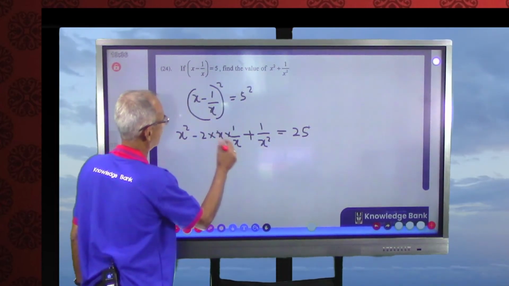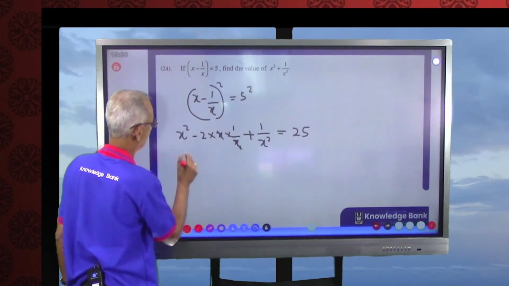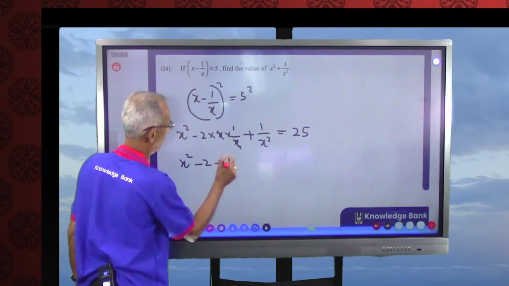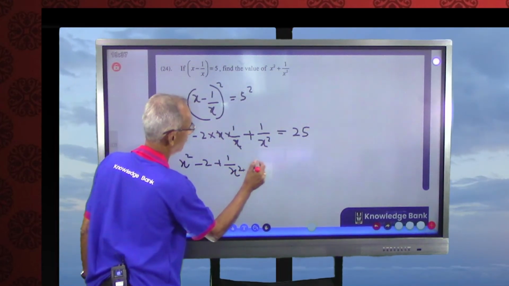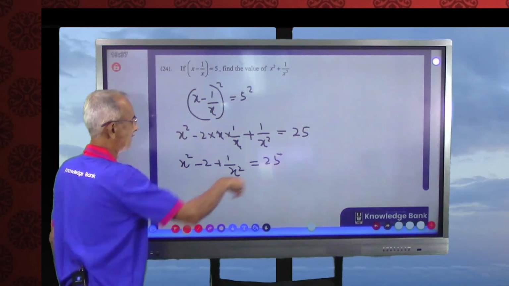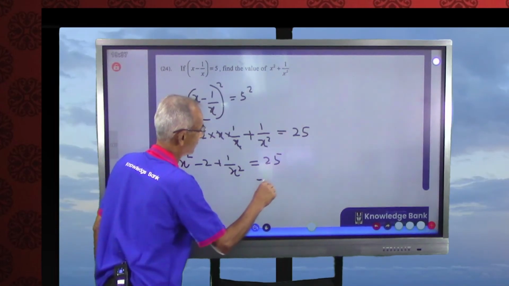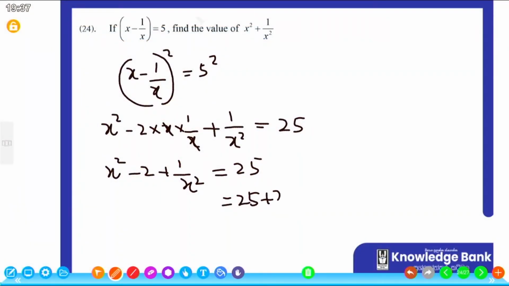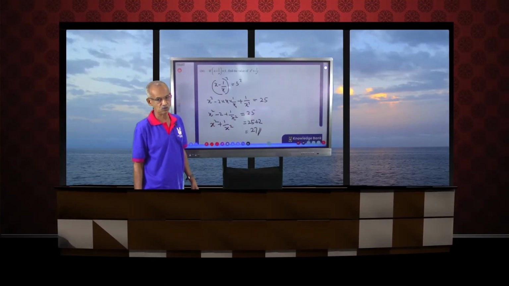You can cancel this with this. Then x squared minus 2 plus 1 over x squared equals 25. Then I will take minus 2 to my right hand side, that is 25 plus 2. Then on the left hand side will remain x squared plus 1 over x squared. This equals 25 plus 2, which is 27. Then the answer is 27. That's the value of x squared plus 1 over x squared.